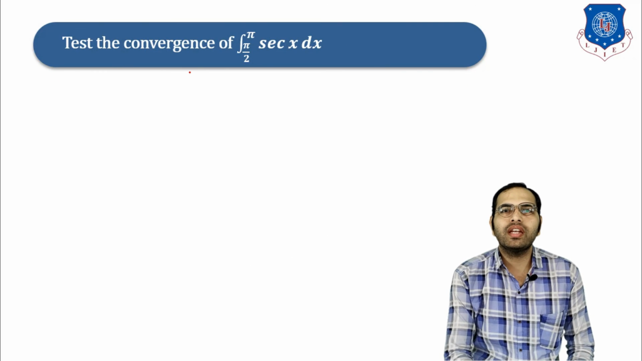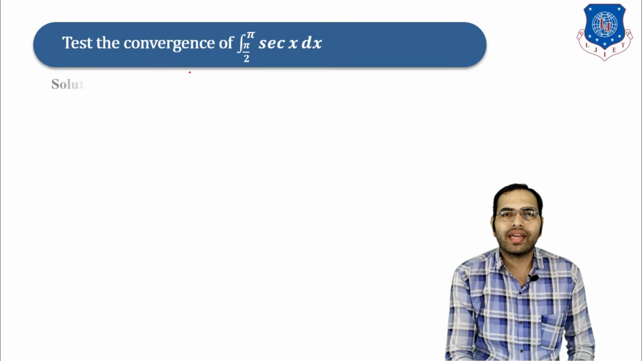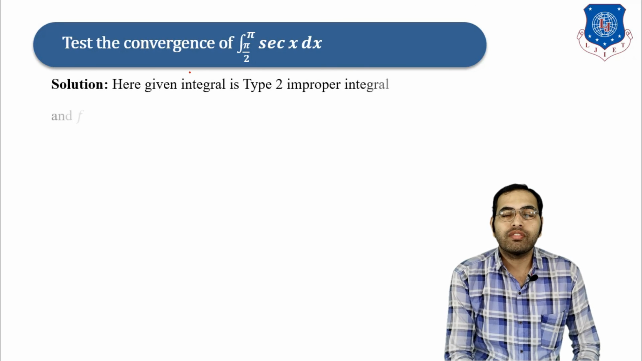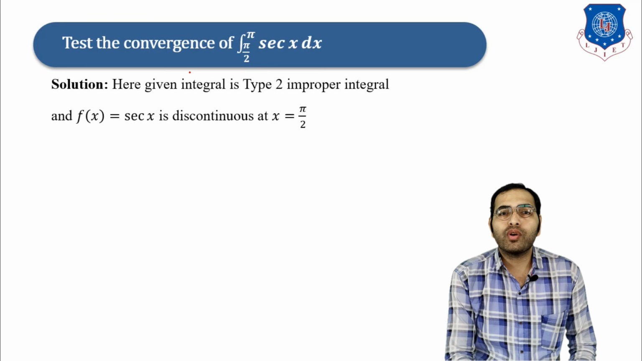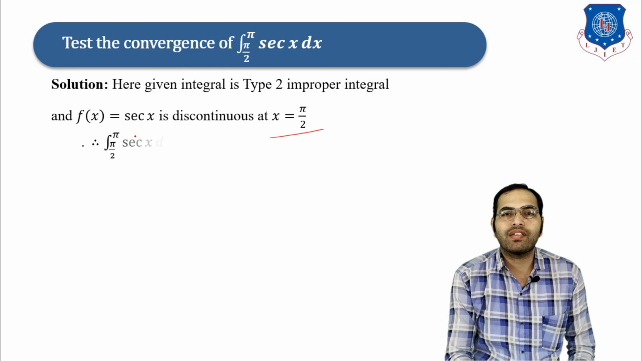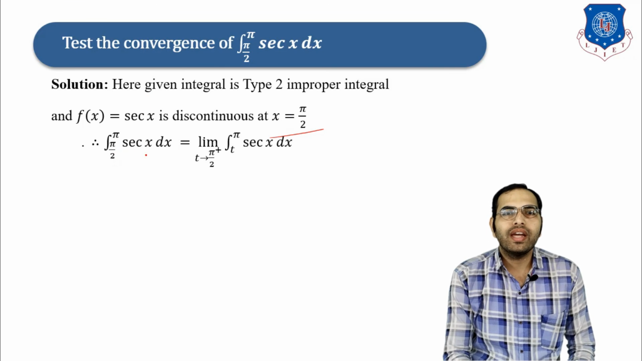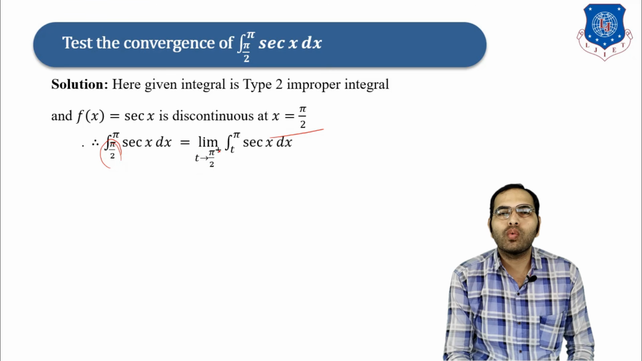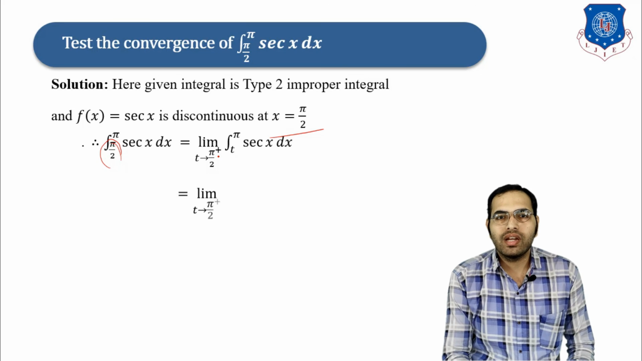Test the convergence of the integral pi by 2 to pi of sec x dx. Firstly, the given improper integral is of type 2, and our function f of x is discontinuous at x equal to pi by 2, meaning our function is unbounded at x equal to pi by 2. For that, integral pi by 2 to pi of sec x dx, here pi by 2 is replaced with t, and applying the limit t tends to pi by 2 plus, we can write simply pi by 2 or pi by 2 plus as you like, then integral t to pi of sec x dx.